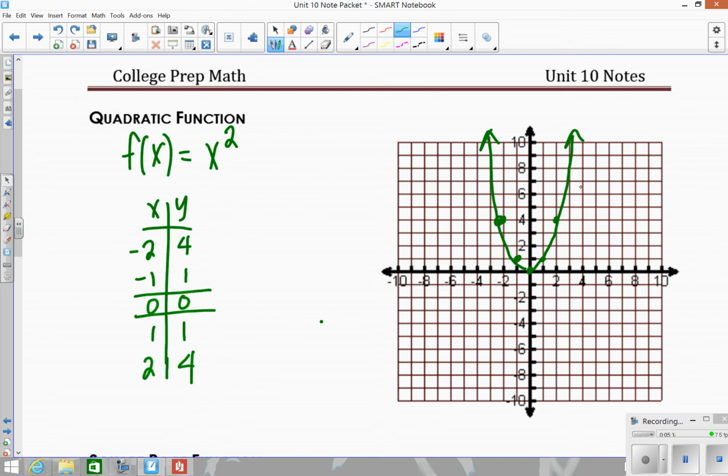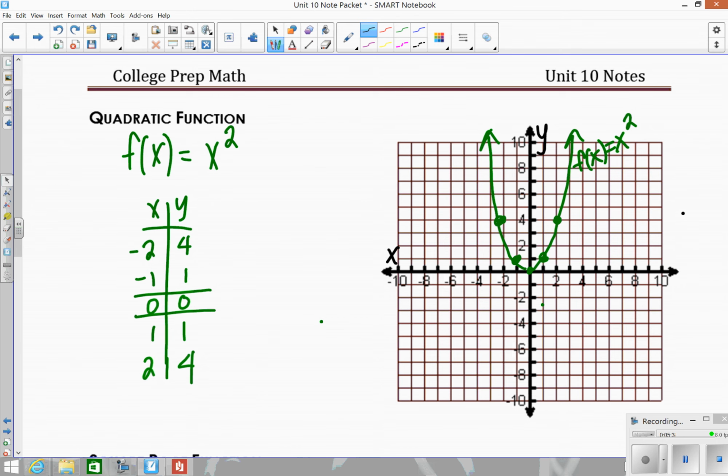And we can go ahead and put our equation on there. So f of x equals x squared. Label our axes. And there's our quadratic function. So that's the parent function for quadratics. It's the basic. There's no shifts. There's no movements on it.